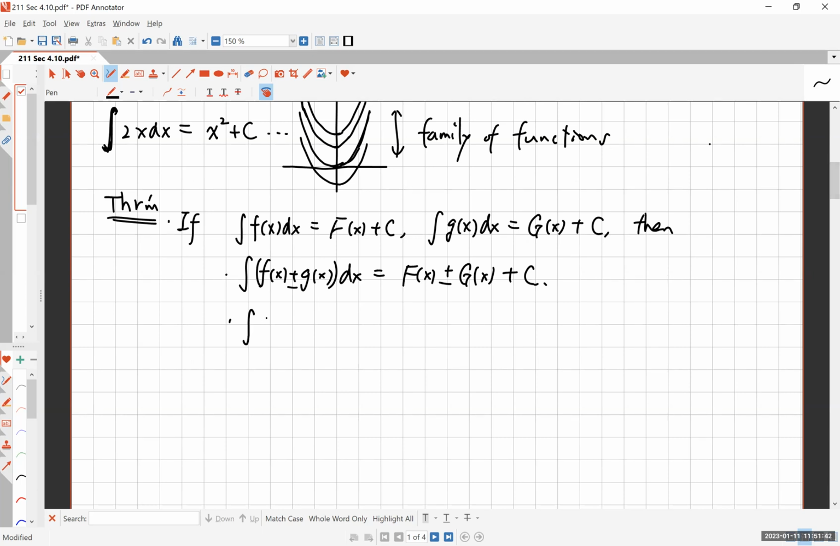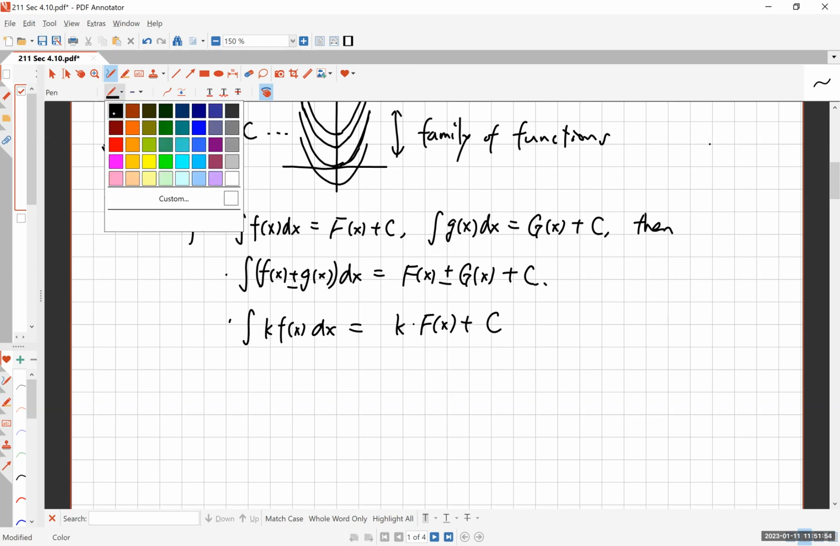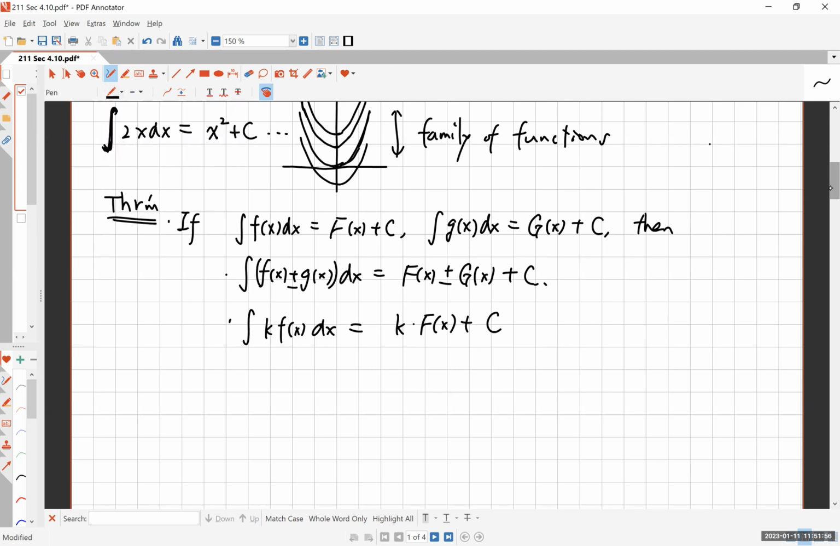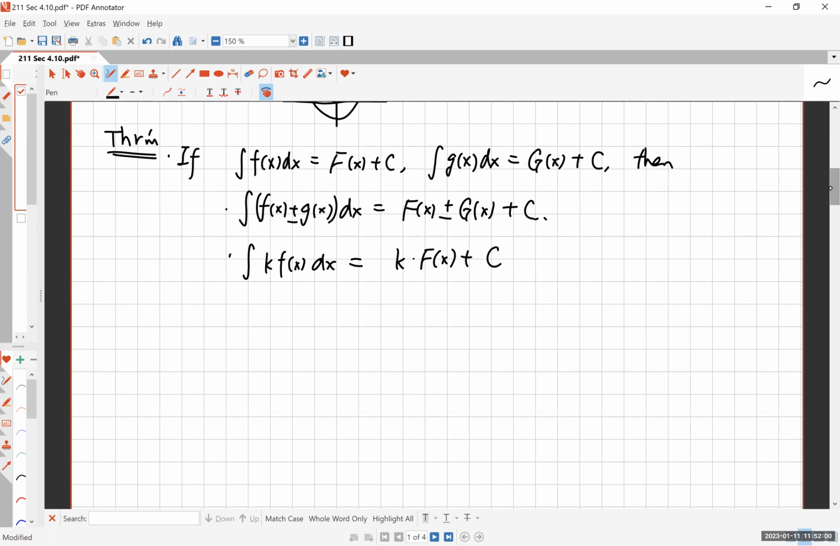Also, if you have k times f of x, okay, what do you think this is? Okay, that's k times capital F plus c. And you don't have to write k times c because, again, c includes all of the real constants. Okay, so with that, you can do a lot more problems.